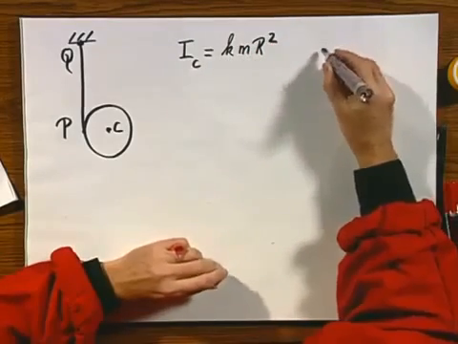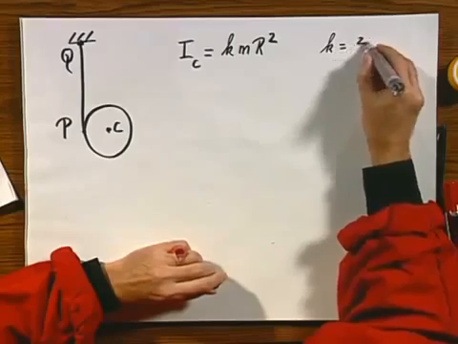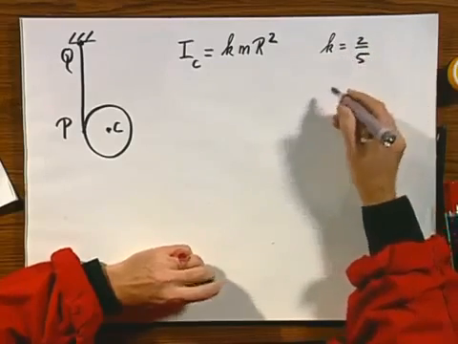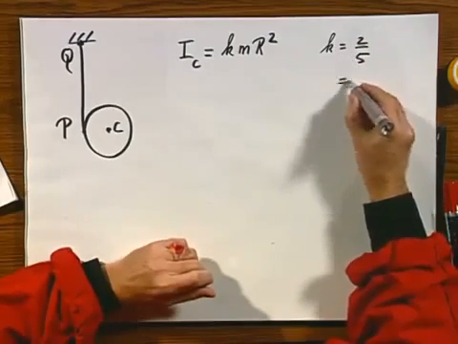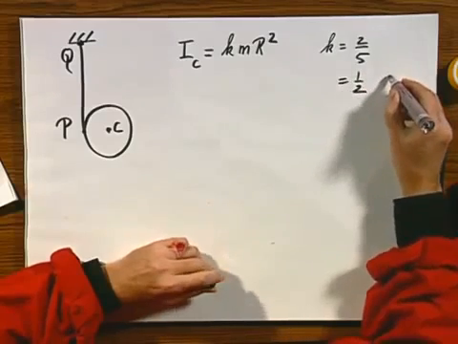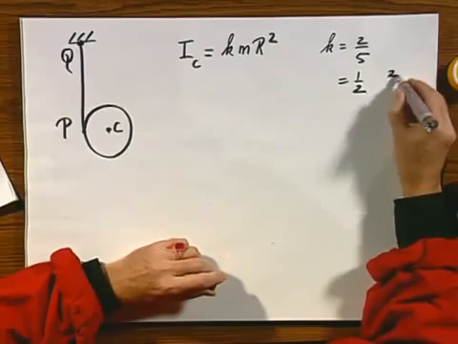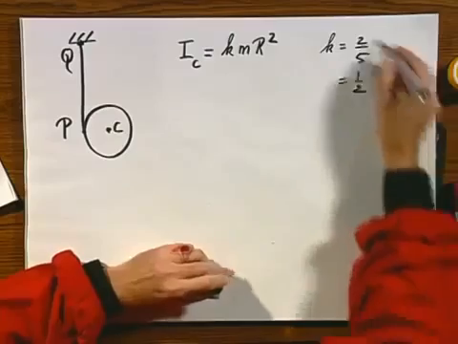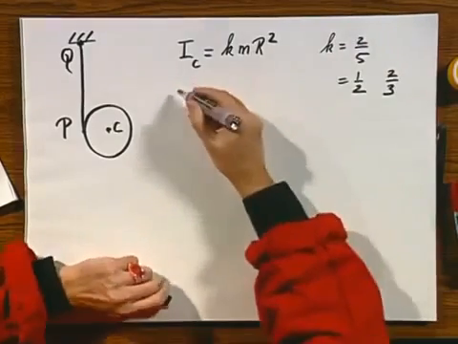If this were a solid sphere, then k would be 2/5. If it were a solid cylinder or a disk, then it would be 1/2. And if it were a hollow sphere, then k would be 1/3. And all these combinations you can look up in tables.